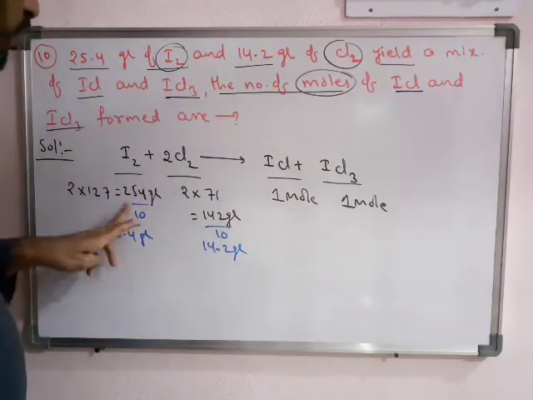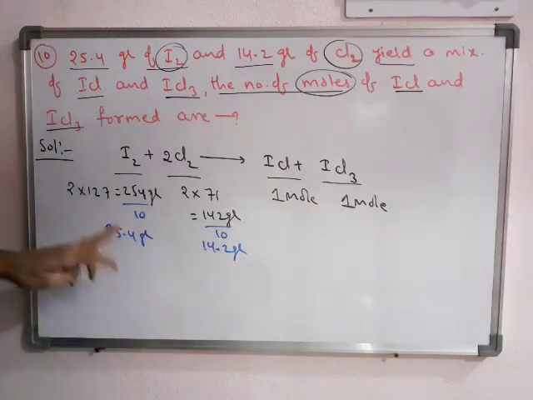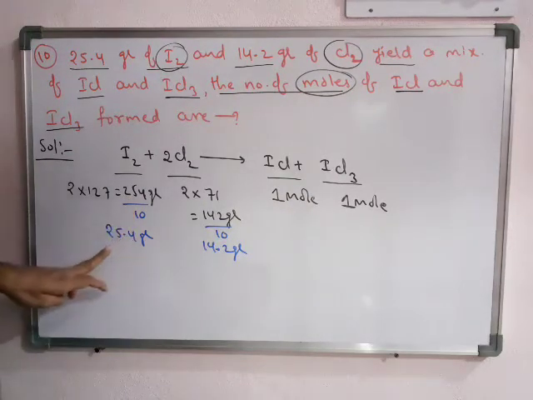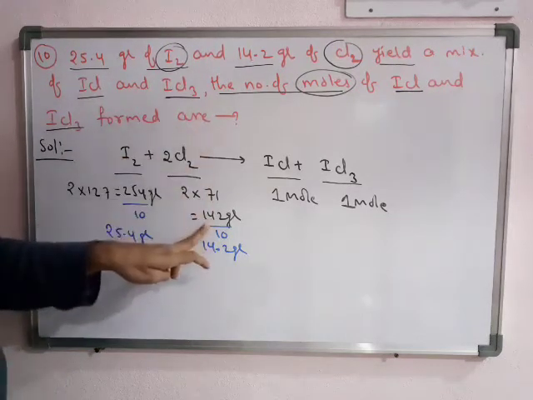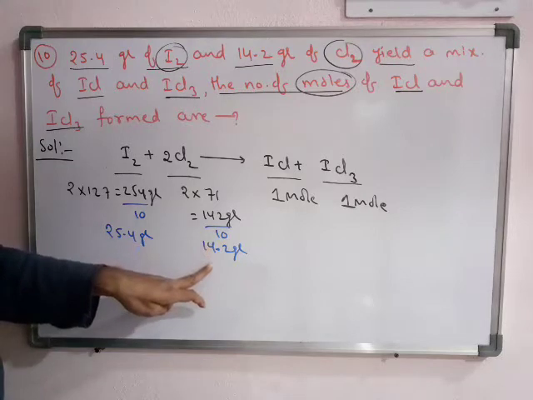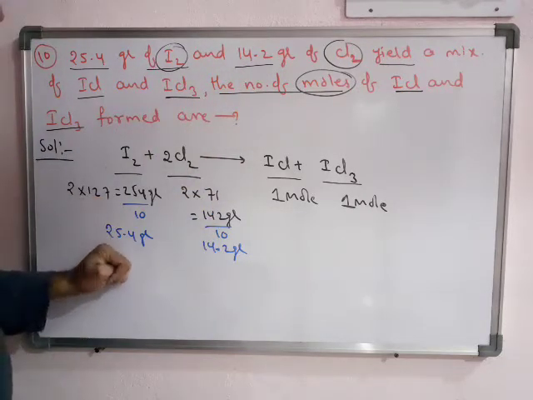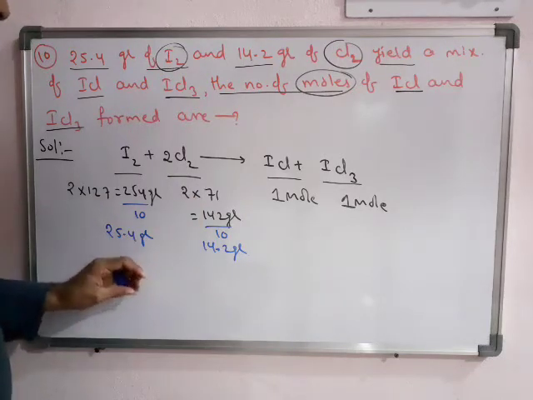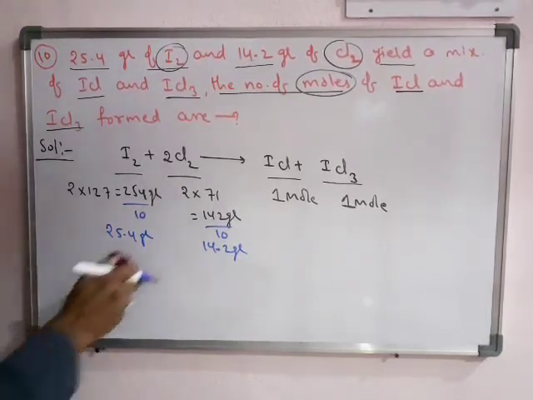That is, 254 reacts with 142 forming 1 mole of these compounds. Here it is given 254 by 10, meaning 25.4 grams is given. Here 142 grams reacted actually, but in the problem it is given 14.2. It is given 10 times less, but we have to convert it in terms of moles.